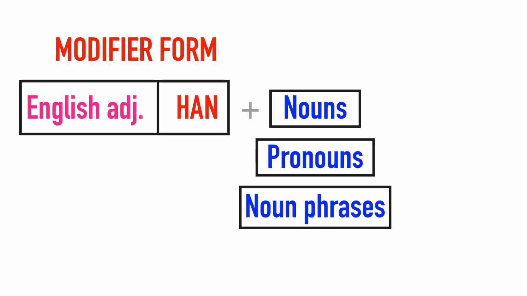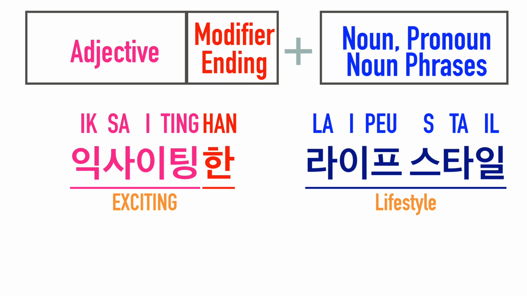So for example, exciting한 라이프스타일, an exciting lifestyle. You can see that the word 한 is added to the end of the adjective exciting for its attributive usage here, meaning it modifies the following noun, lifestyle. exciting한 라이프스타일. Let's have a look at another one.